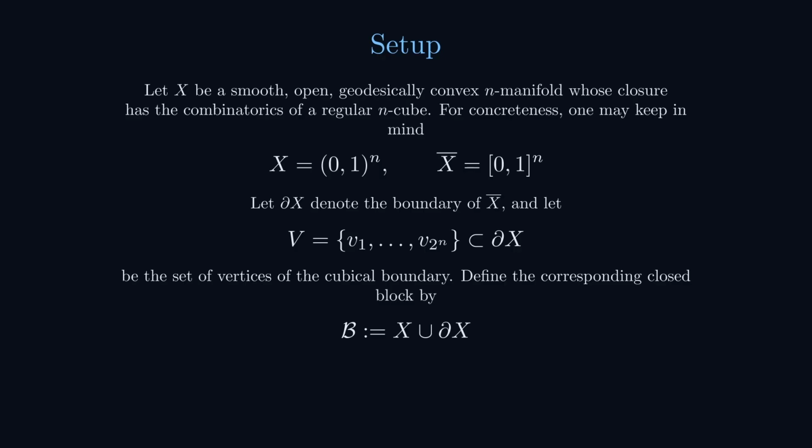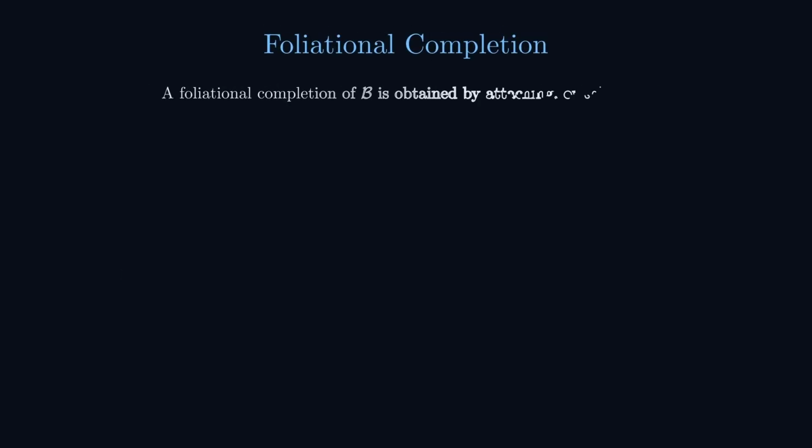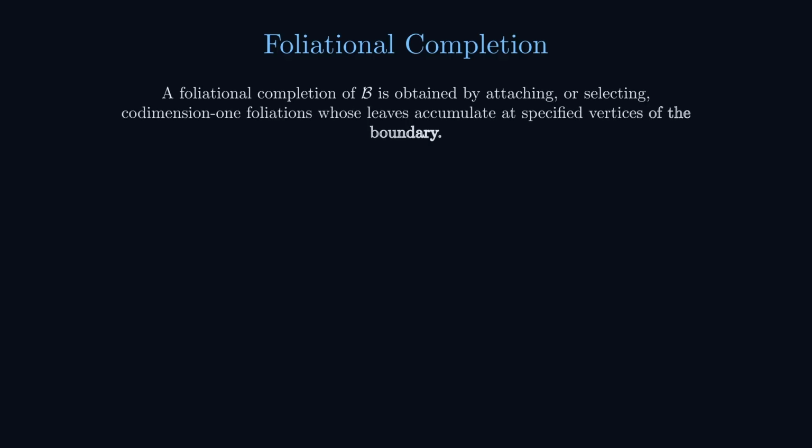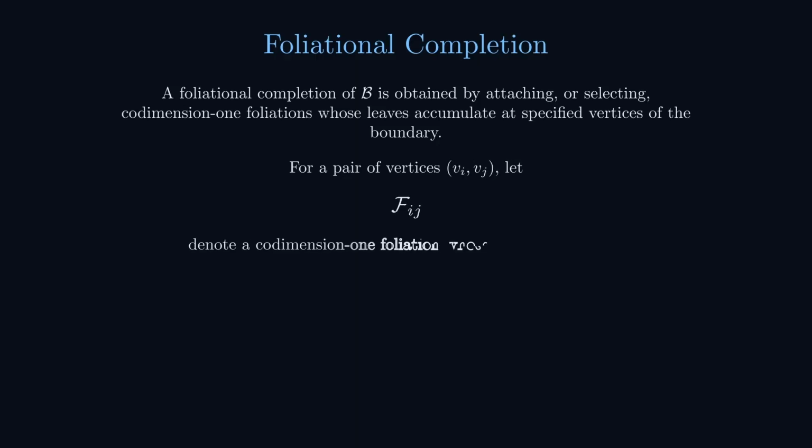where V is a finite subset of the boundary of X. These are vertices of the cubical boundary, and define the corresponding closed block by X union partial X. So a foliational completion of the block B is obtained by attaching or selecting codimension 1 foliations whose leaves accumulate at specified vertices of the boundary.